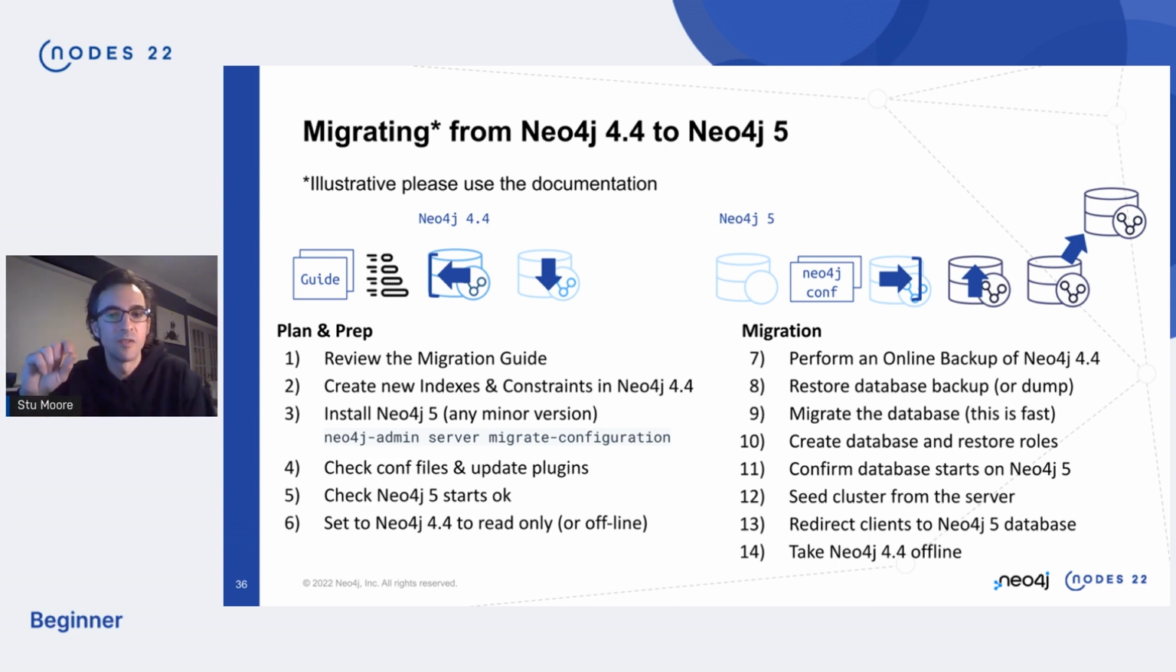It's really important to stress, actually, that migration in Neo4j 5 does not depend on the size of the database. It's ultra quick when you compare it to migrating from 3.5 to 4.4. You don't need to make large changes through the database structure. It's just an update to the metadata, so it's very quick. Then once you've got Neo4j 5 started, seed your cluster, and then cut over your clients to the new server.